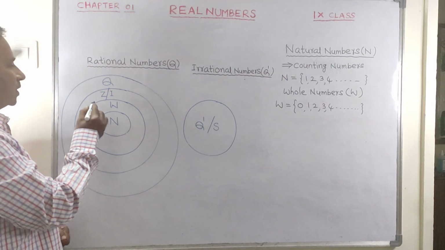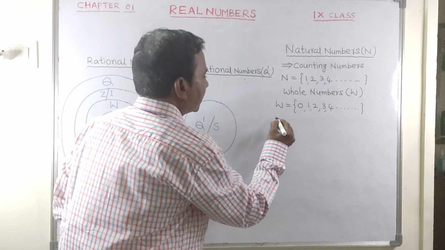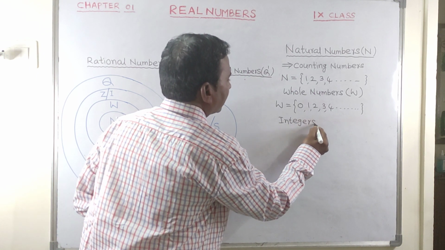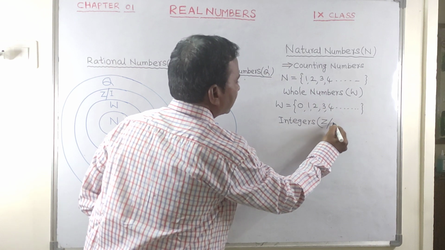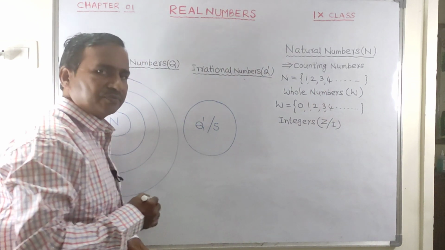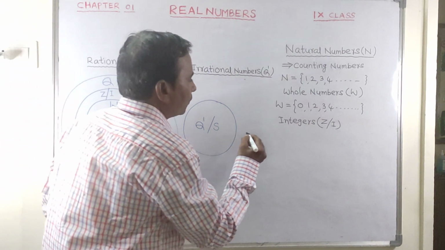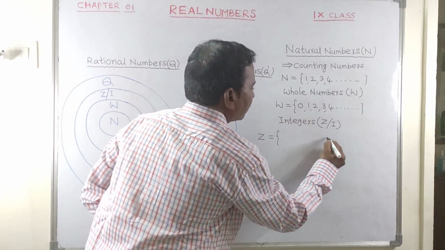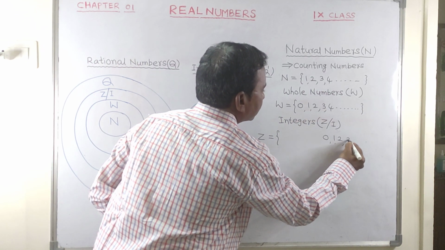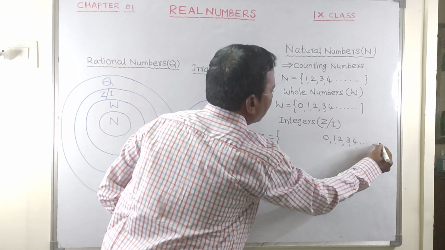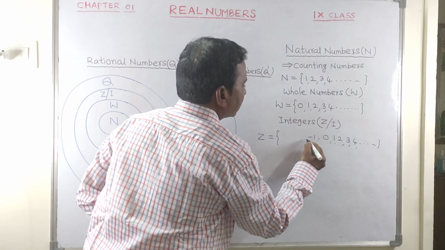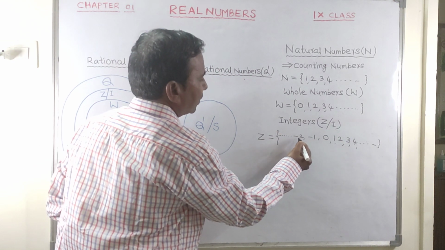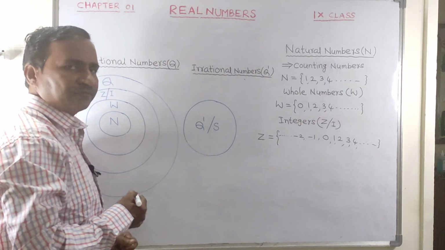Next, coming to the third one, Z. Z stands for the integers. Integers are denoted by Z, or you can represent them with I. How will the numbers be? These are whole numbers, no? 0, 1, 2, 3, 4, and so on. So on the left hand side, let us consider some negative values serially like this: -1, -2, and so on up to infinity on the left hand side.